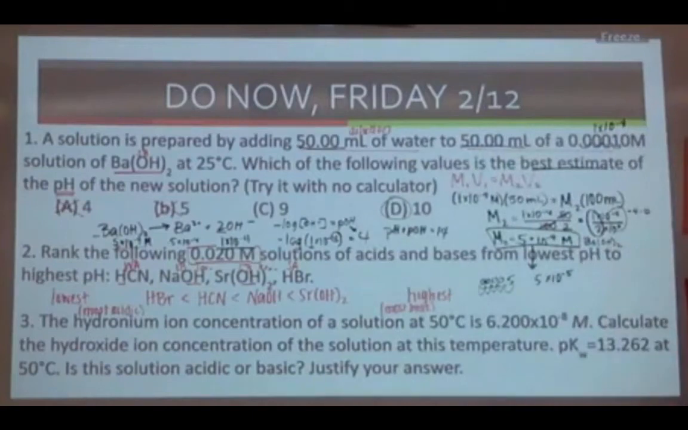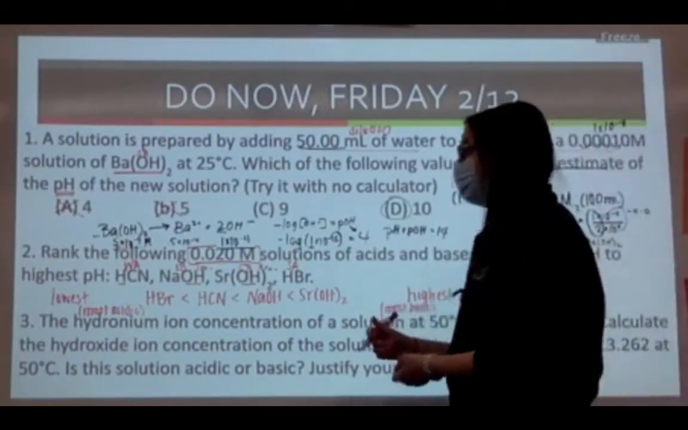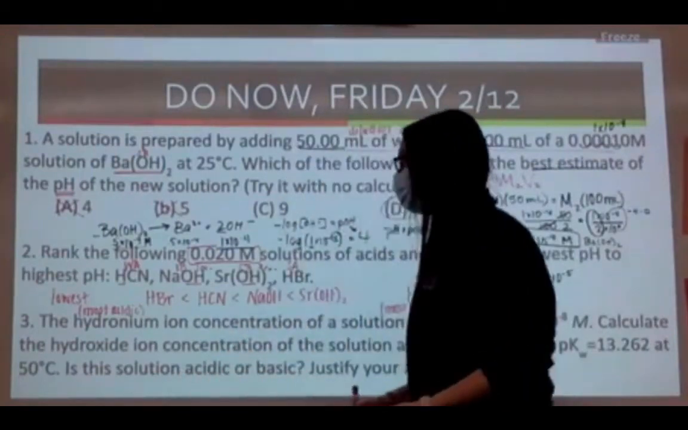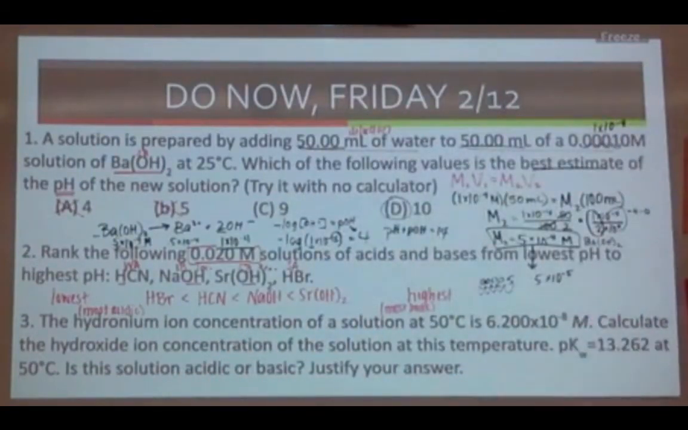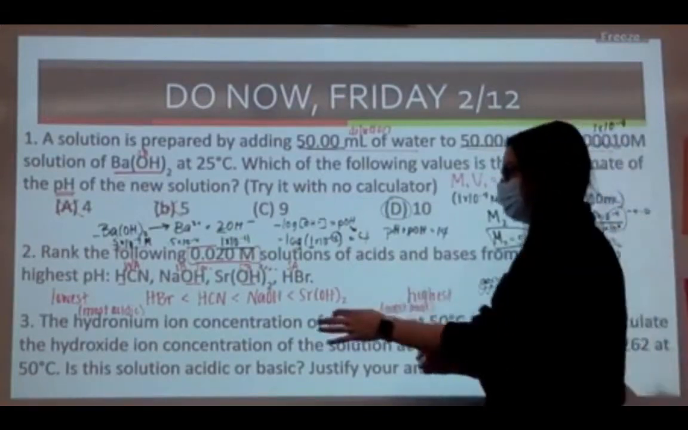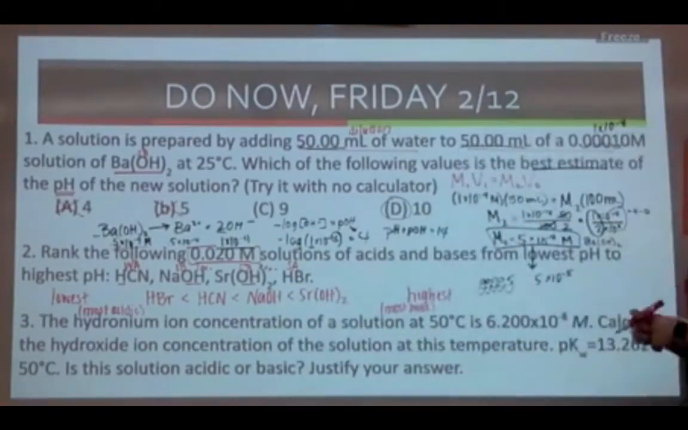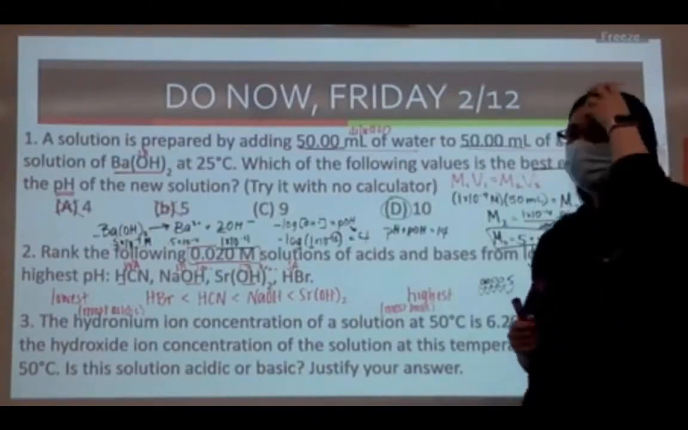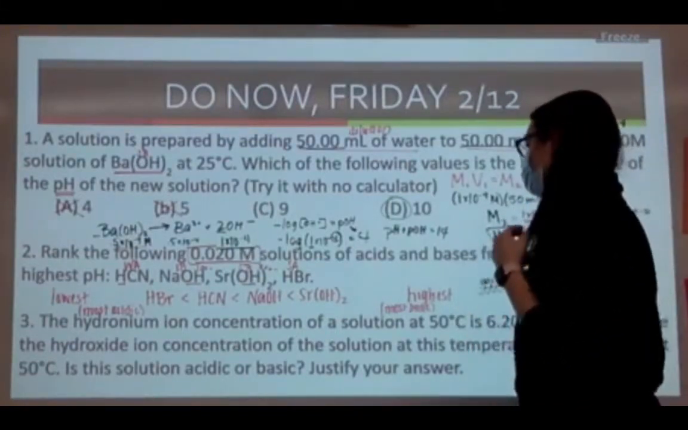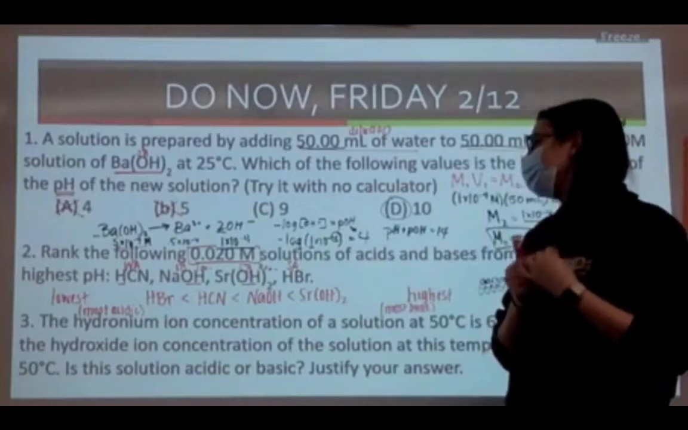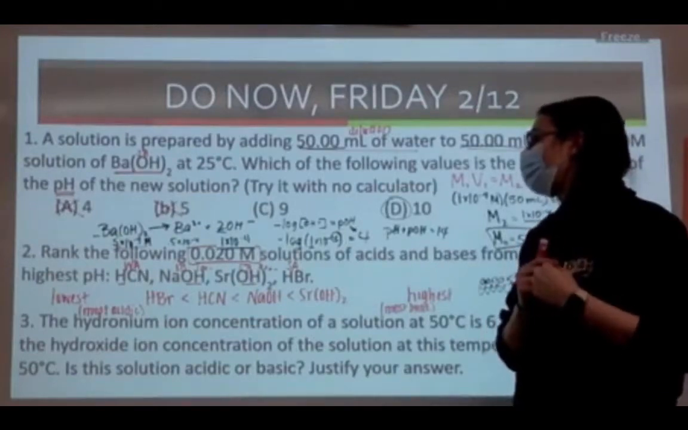So the lowest pH is the one that's most acidic. We expect our strong acids to have the lowest pH. And then the highest pH is the one that is most basic. So because we had 2 strong bases here, the one that produced the most OH minus was the stronger base, a higher pH. Is it possible that instead of Sr, if you got an atom strong enough to make that negligible, make it equal to NaOH?